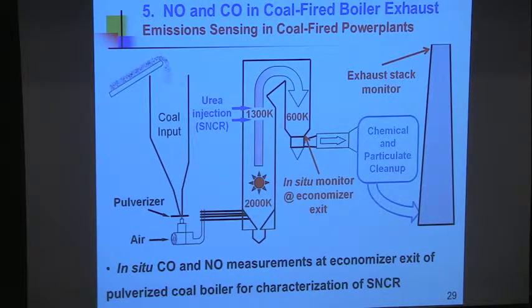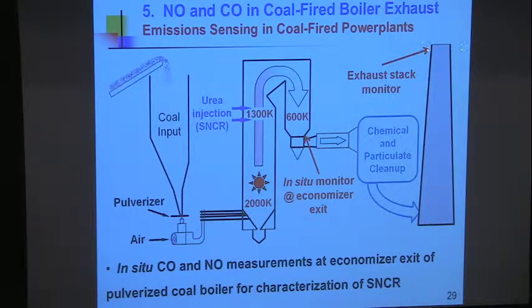NOx is one of the things that's regulated, and the way NOx is removed is by injecting something called urea. This is called selective non-catalytic reduction. The use of urea to remove NO is well known. There's two types: catalytic and non-catalytic. But if you inject the urea at around 1,300 Kelvin, it will react with the nitric oxide and remove much of it. And then the gas cools as it's being used for heating water into steam, down to about 600 degrees Kelvin. This is called the economizer, and then finally, after some particle cleanup, it goes up the stack.